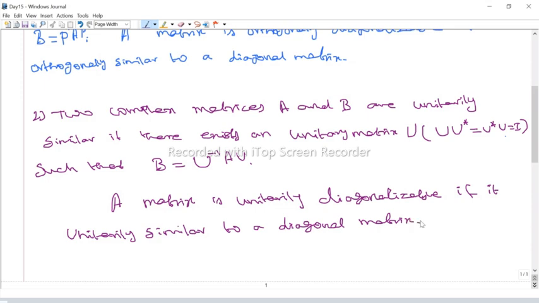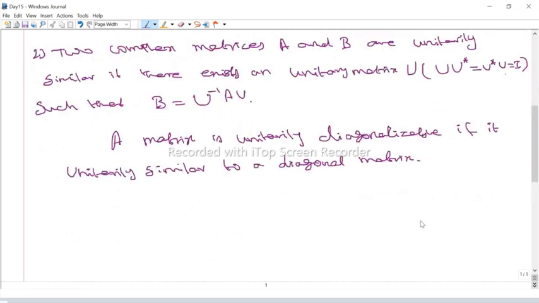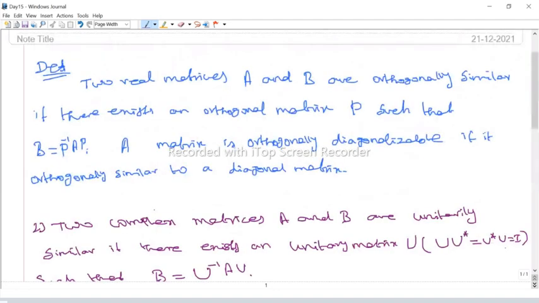Okay. Now we have an important theorem. Important lemma. This is very useful. So these two theorem definitions are very important. When we say two matrices are orthogonally similar, then we can get an orthogonal matrix P such that B equals P inverse AP. Then we say A and B are orthogonally similar.